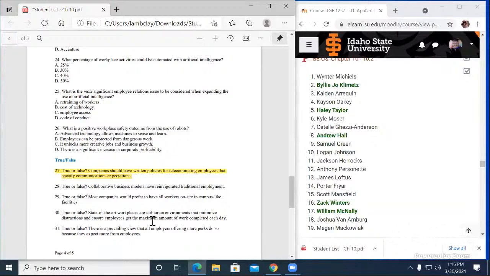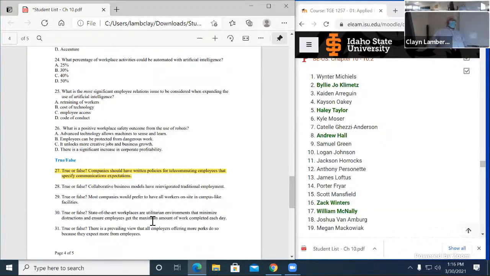Otherwise, it'll be abused. Yeah, I mean, this is a classic one for me right now. And specifically, written policies regarding communication expectations. What does it mean by communication expectations?